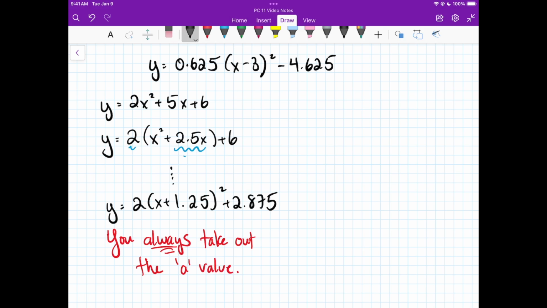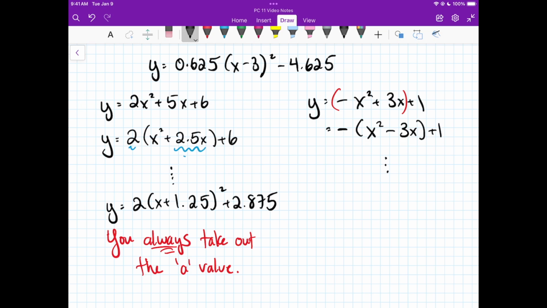And our last slightly different example looks like this. y equals negative x squared plus 3x plus 1. Not much different about this one. The one thing to keep in mind is that negative is still an a value. It's a negative 1, even though we don't bother writing the 1. And so we still have to take it out. So you take out the negative, and you can put a 1 there if you want to. I'm not going to bother. And so inside the brackets, we now have x squared minus 3x, not x squared plus 3x, plus 1.